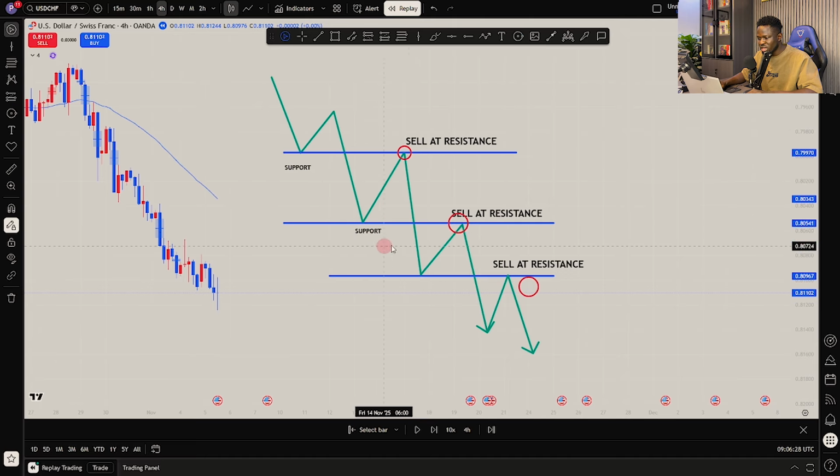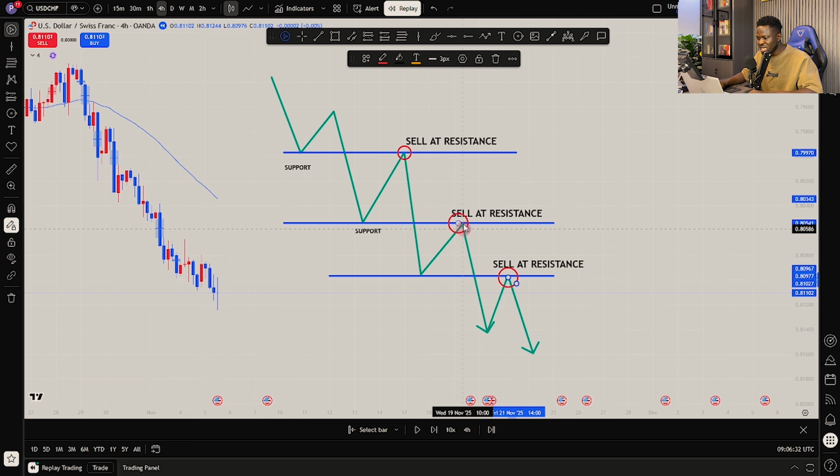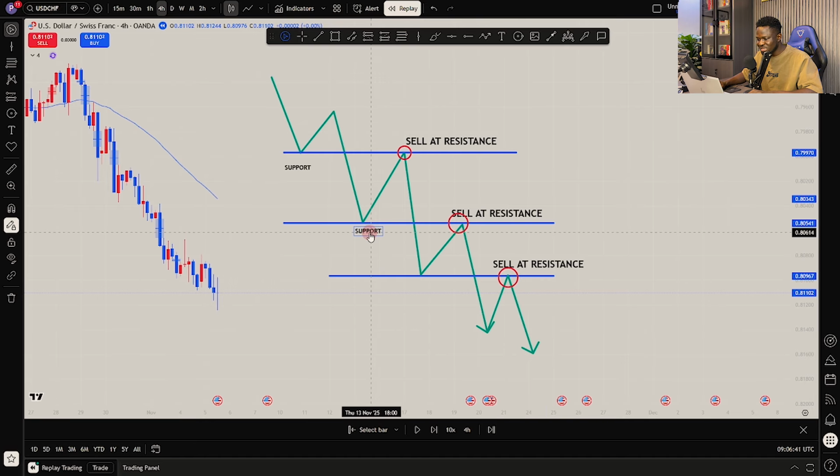Here is also a support zone. Then you take another sell opportunity here after the price action invalidated it to the downside. Wait for a retest back to the resistance, and you execute here without hesitation.